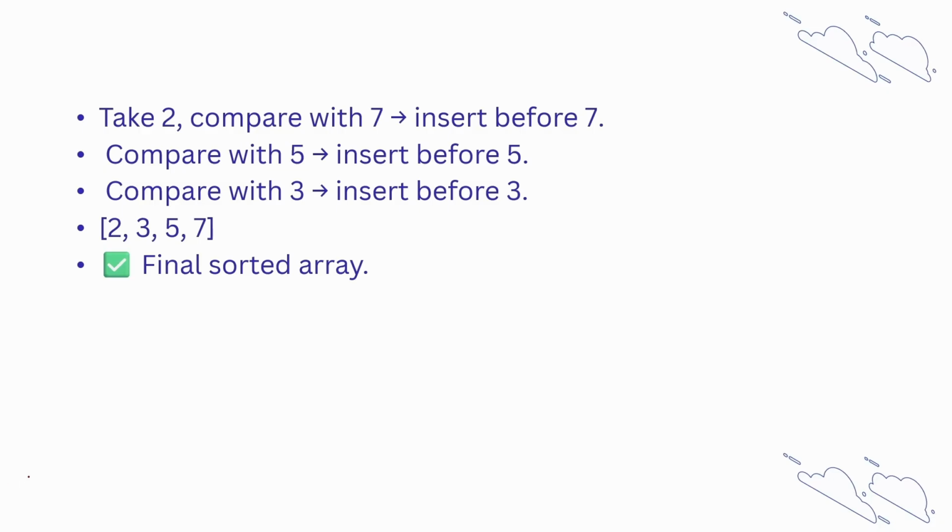First we'll compare 2 with 7, so we insert it before 7. Next we compare it with 5, and we insert it before 5. Next we compare it with 3, and we insert it before 3. So we have put 2 before 3, 5, and 7. And this is our final sorted array. So I hope it is understood how insertion sort works.